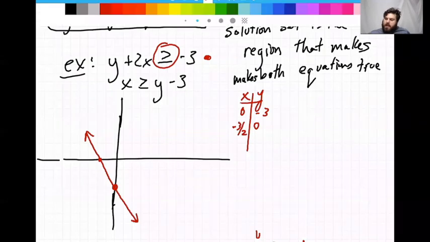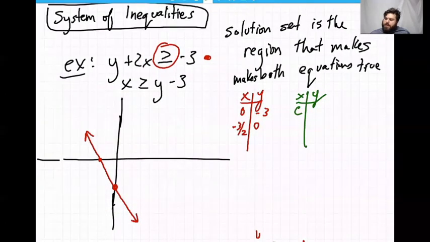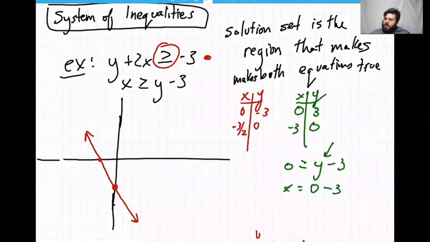All right, moving on to the next example, XY table. I'm going to let x equal 0. If x is 0, the y has to be 3. And think about that. What we're doing is we're saying 0 is equal to, remember we're using equal for just a moment, y minus 3. So y has to be 3 to make it equal to 0. Then we do the same thing with y equal to 0. We get x is equal to negative 3. What I'm saying is x is equal to 0 minus 3. So x has to be negative 3. And I plot those 2 points. So 0, 3 is right here. And negative 3, 0 is right here. Notice it's a solid line because it's strictly greater than or equal to.